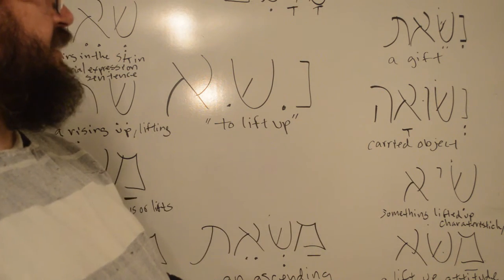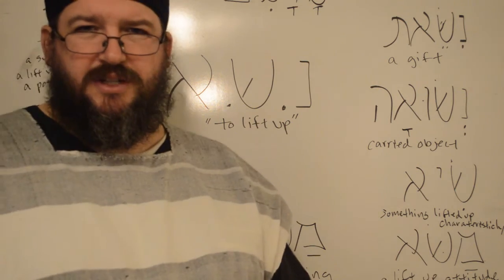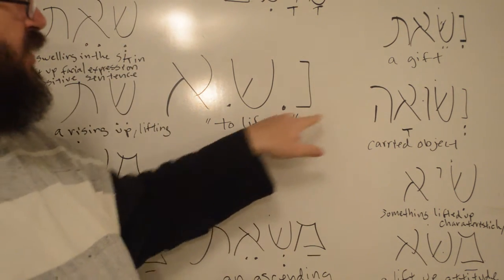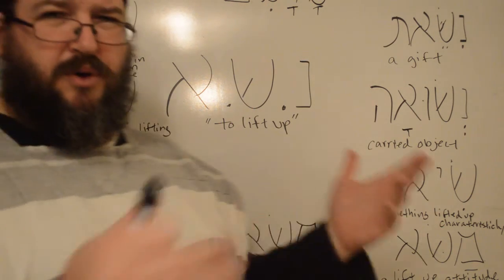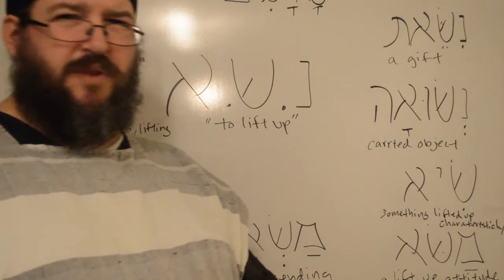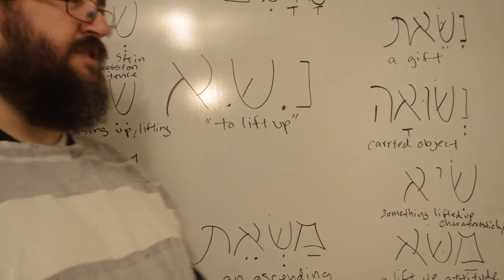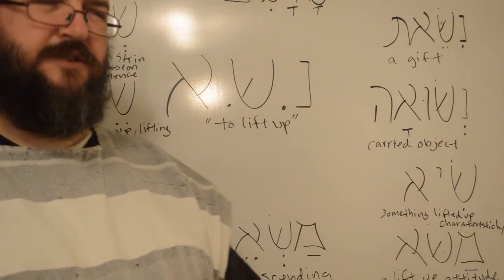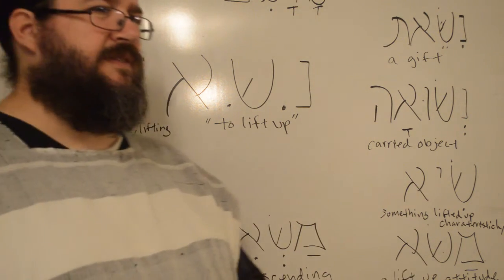Another thing is, look at this noun, nesu'ah. Nesu'ah is a carried object. So here you have this lifting up being incorporated into this thing called a carried object. Some people call it a burden, which is kind of horrible in English, because many people, when they think burden, think of something bad. They don't understand that burden just means something that's carried. It's a very old way of speaking, and a lot of people don't even utilize the concept of thinking that way anymore.